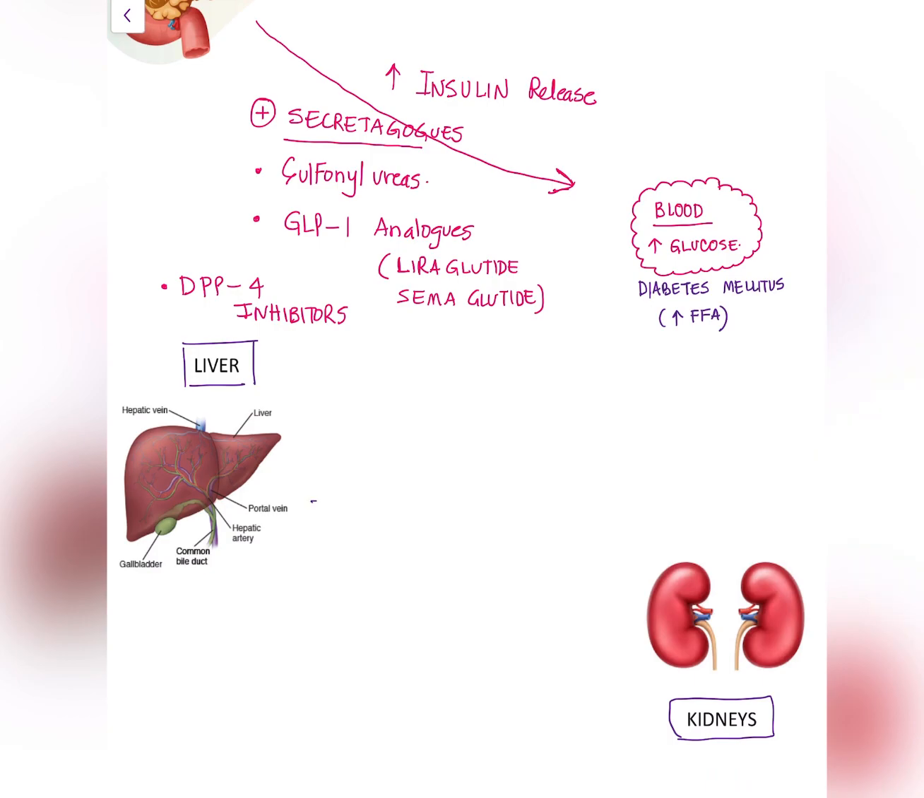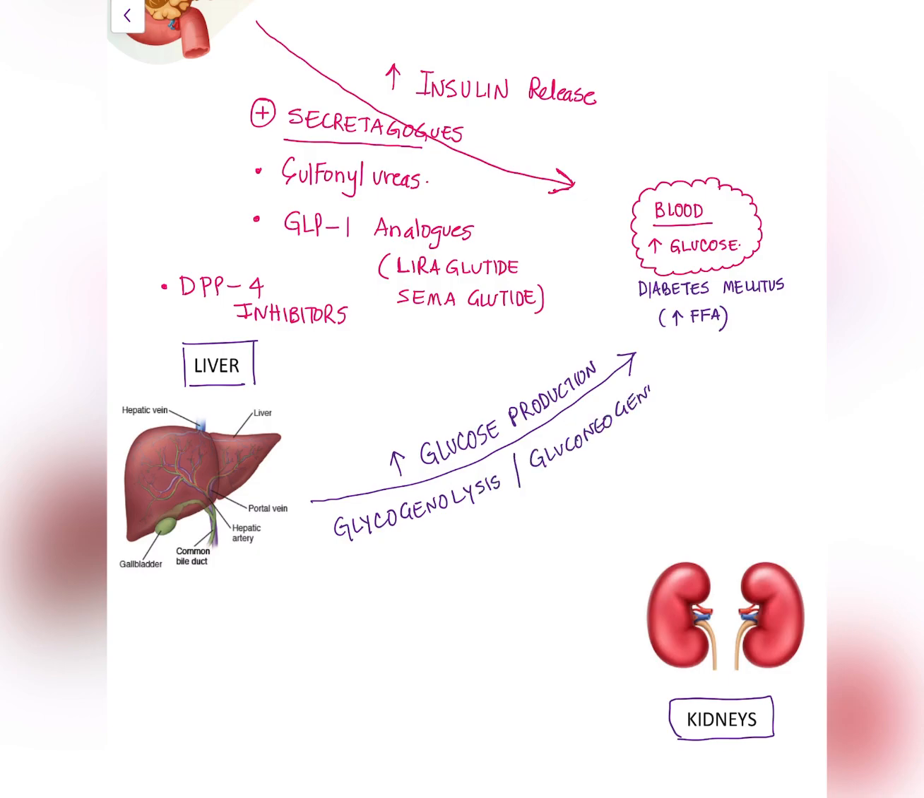Next comes the liver. Liver can result in diabetes by increased glucose production. How does liver produce glucose? By two important mechanisms, that is glycogenolysis and gluconeogenesis. There are certain drugs which inhibit this process, and an important example is biguanides or metformin.